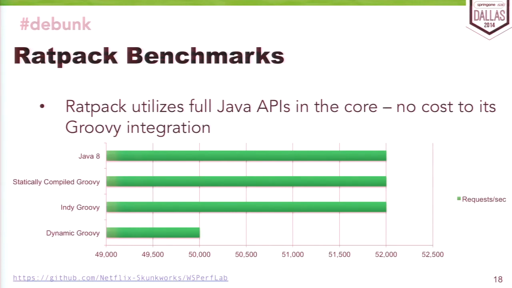And I ran these on AWS EC2 on an M4 2xlarge, for anyone that cares. The performance metrics were gathered using WSPerfLab, which is a Netflix Skunkworks project. I have a link in the bottom corner to that. And what I found is using Java 8, statically compiled Groovy, and Indy Groovy, Groovy with invoke dynamic, we were able to achieve a throughput of 52,000 requests per second, which is pretty good for a framework.